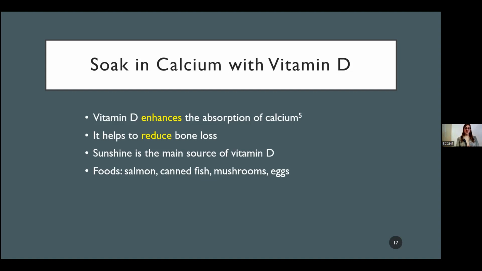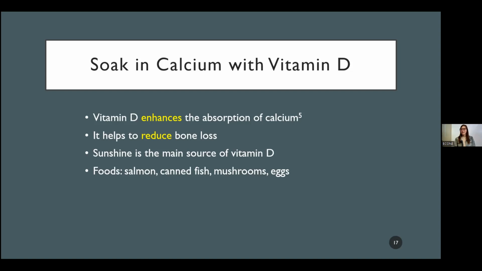Sunshine is the main source of vitamin D, but obviously when it's cold outside or dreary, we can actually not get enough vitamin D. So we sometimes will need to get that through our diets. You could take a supplement if you are deficient, but it's easily attainable in foods that we eat. For example, salmon, canned fish, so tuna salad, tuna sandwiches, mushrooms for vegetarians or vegans, and then eggs.